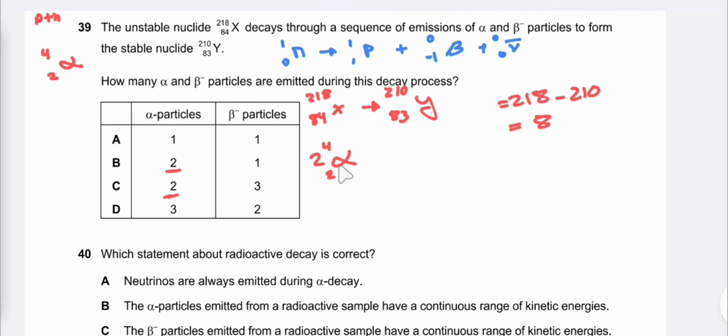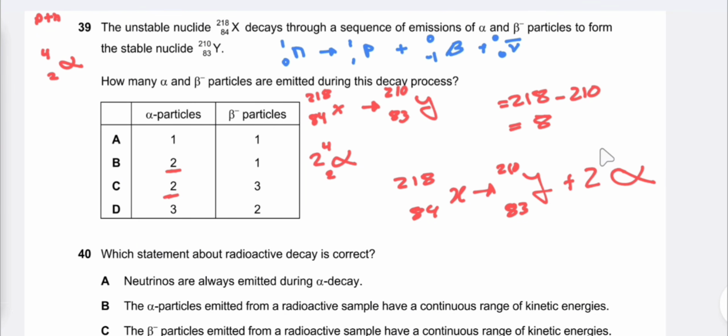When 2 alpha particles are emitted, 218, 84, X decays to form Y, 210 and 83. An alpha particle has a nucleon number of 4 and a proton number of 2. So what is the change in proton number? The nucleon number is balanced: 218 is equal to 210 plus 2 into 4, that is 8. Now what is the change in proton number? 84 changes to 83 plus 2 into 2, that is 4, so 87.